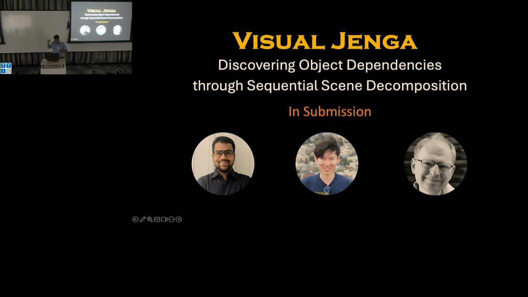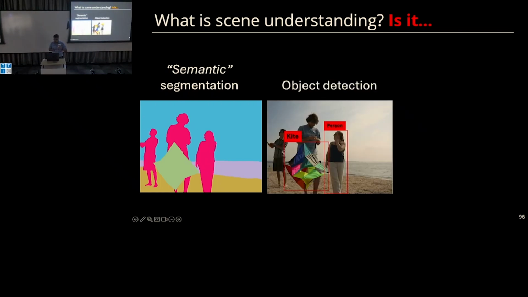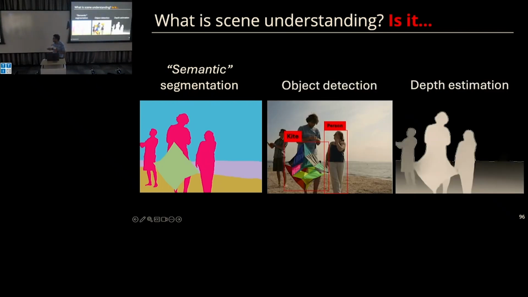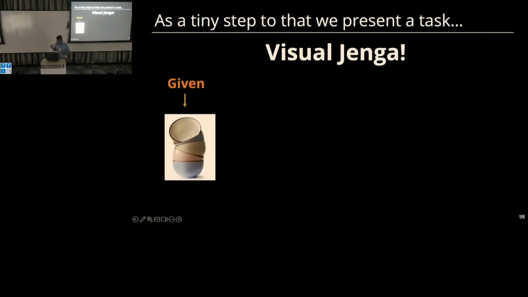As a sneak peek towards that, I want to show one work very quickly. It's Visual Jenga, a new work which I did at Berkeley during the summer. This is discovering object dependency through sequential scene decomposition. We ask, what is scene understanding? Is it about segmenting what objects are there in the scene, or how far away is the pixel? If we understand a scene, then we must also understand counterfactuals, that is, what will happen if I open the door, open this window.